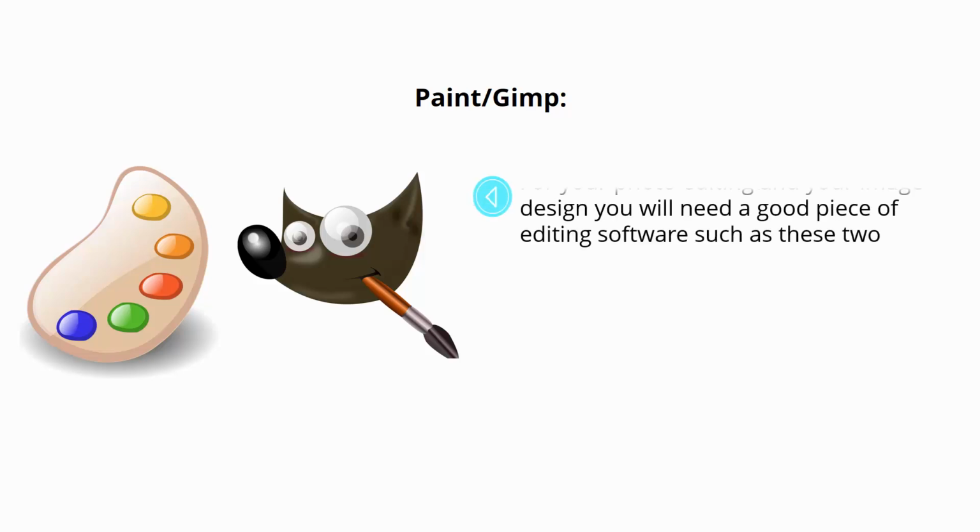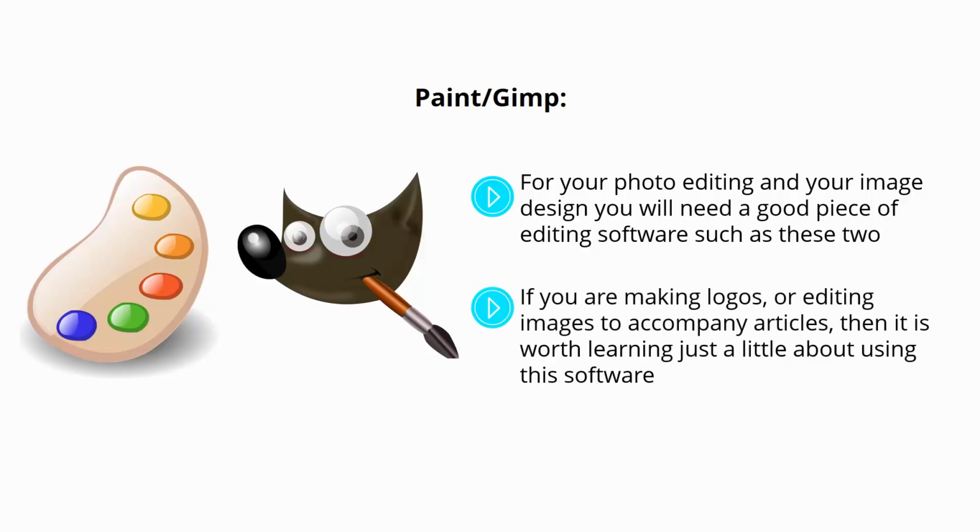Paint and GIMP. For your photo editing and your image design, you will need a good piece of editing software such as these two. Paint is the most feature-rich photo editing design software out there, but GIMP can mimic a lot of what Paint does and is free of charge. If you are making logos or editing images to accompany articles, then it is worth learning just a little about using this software. Combine this with good photography skills, and you'll have an endless supply of images to add to your articles.